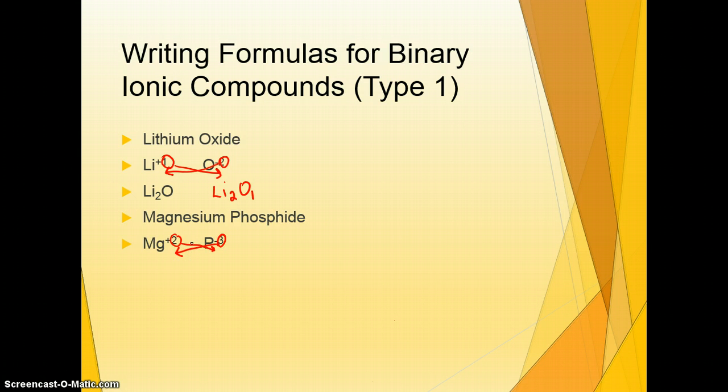And by doing so, we end up with Mg3P2. We never cross the charges. It's never Mg-3P+2, ever. And for our third example, we have calcium chloride.